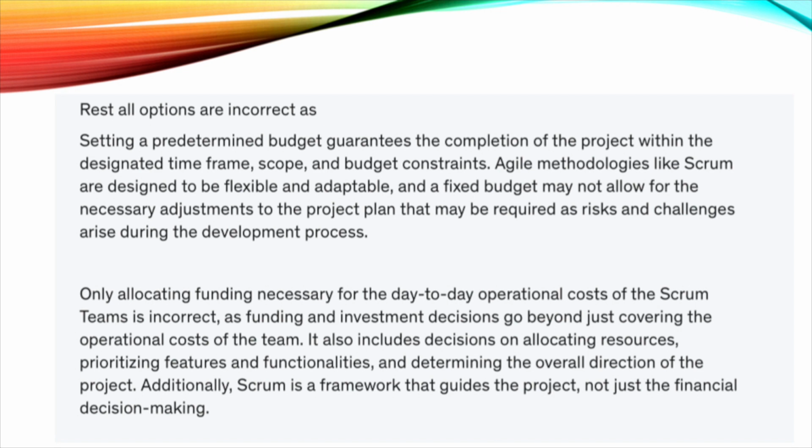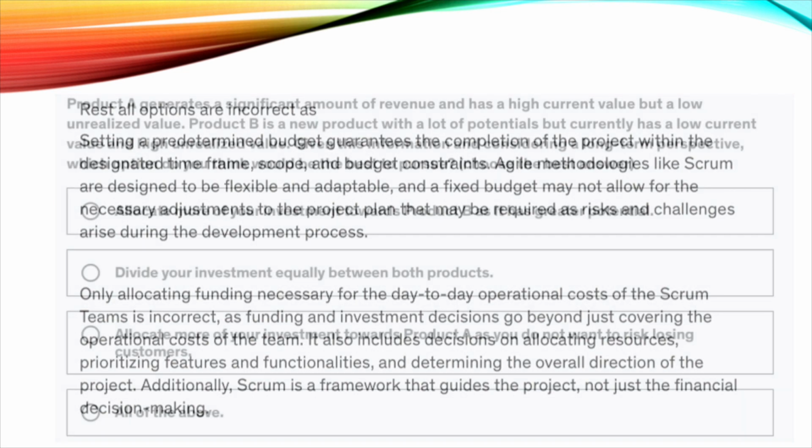Only allocating funding necessary for the day-to-day operational costs of the Scrum teams is incorrect, as funding and investment decisions go beyond just covering the operational costs of the team. It also includes decisions on allocating resources, prioritizing features and functionalities, and determining the overall direction of the project. Additionally, Scrum is a framework that guides the project, not just the financial decision-making.